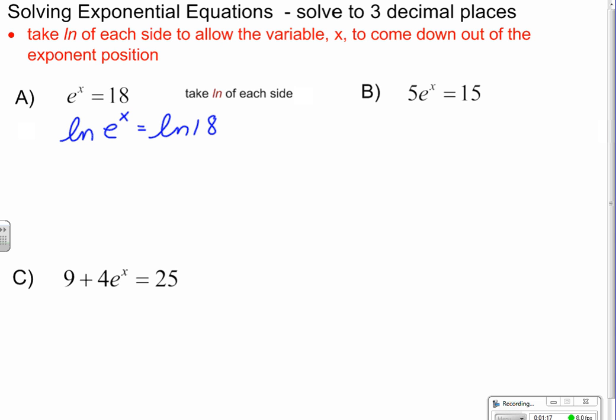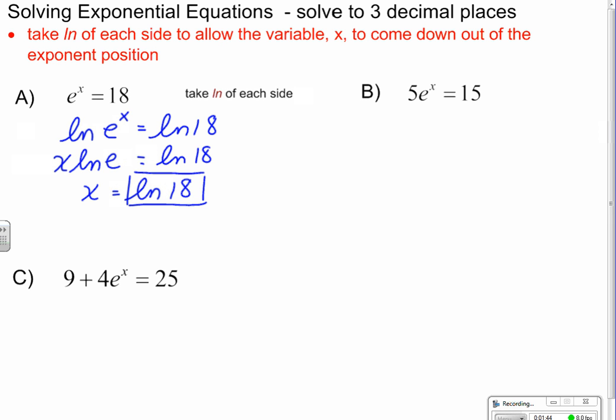So let's take the natural log of each side. The reason I chose natural log is, well, I can bring the x in front, and then I'm left with x times natural log of e equals natural log of 18. But the natural log of e would be simply 1, and I'm left with x then equals natural log of 18. And that is my answer. This would be some numeric value that we could calculate.